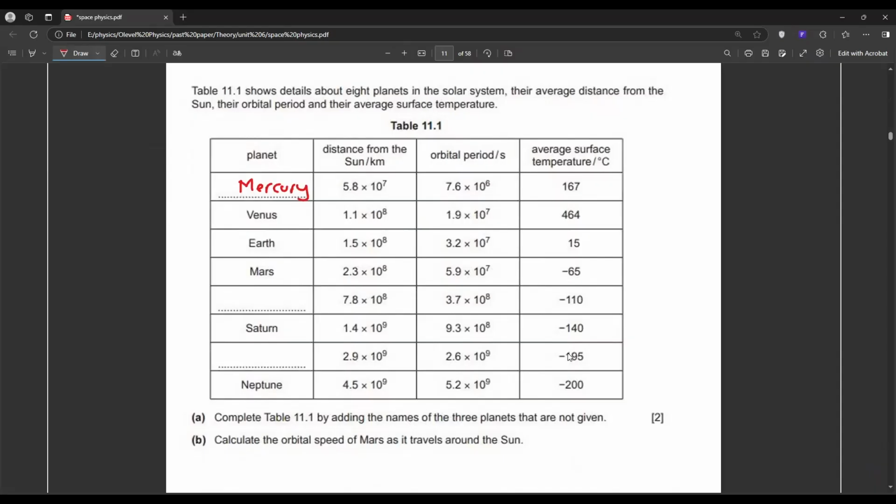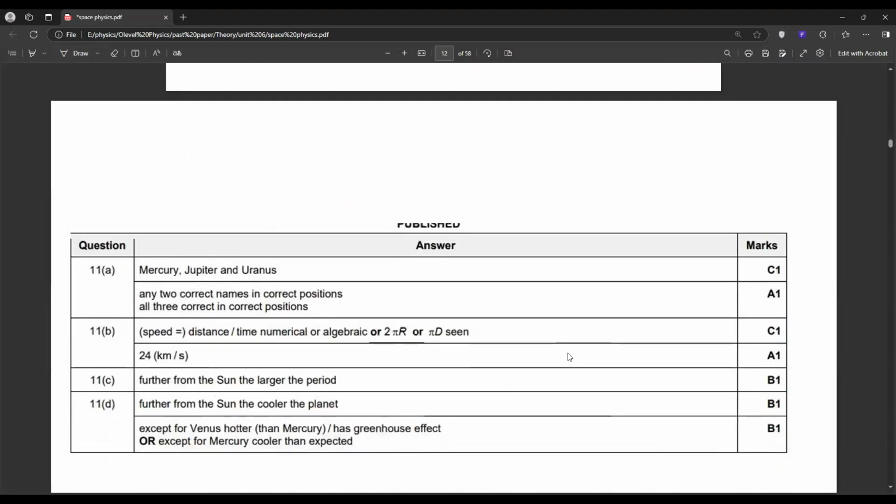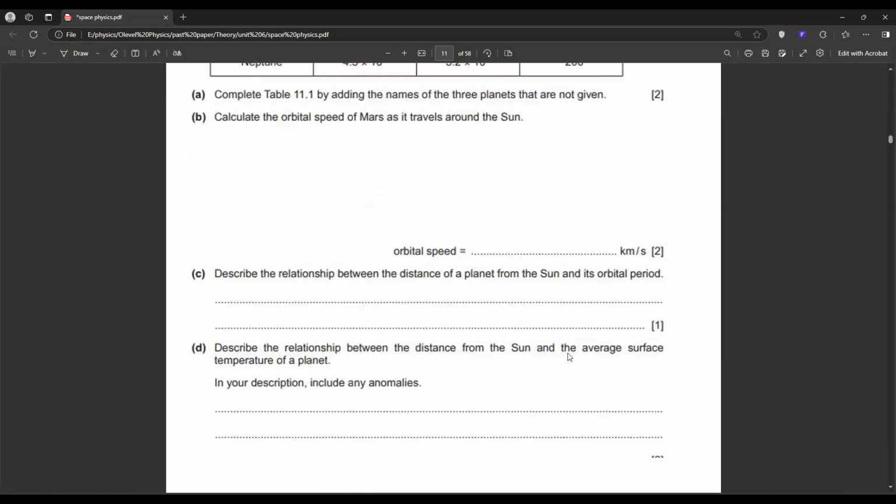Then, between Mars and Saturn, what do we have? Jupiter. And between Saturn and Neptune, what do we have? Uranus. Also, you can check these answers with the marking scheme that is attached right beside the question itself. Let's move on to the question again.